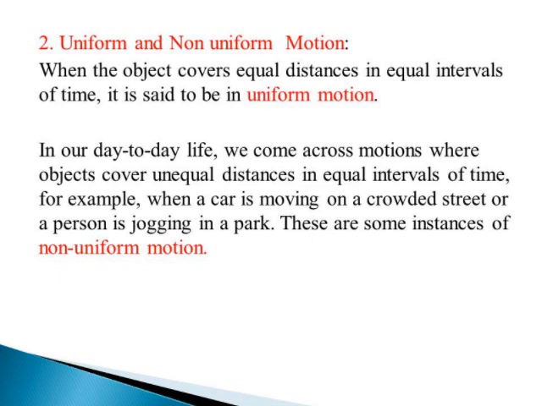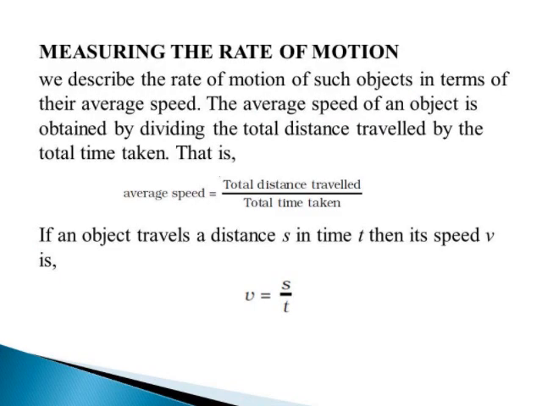Uniform and non-uniform motion. When the object covers equal distance in equal intervals of time, it is said to be in uniform motion. In our day-to-day life, we come across motion where objects cover unequal distance in equal intervals of time. For example, when a car is moving on a crowded street or a person is jogging in a park, these are some instances of non-uniform motion.